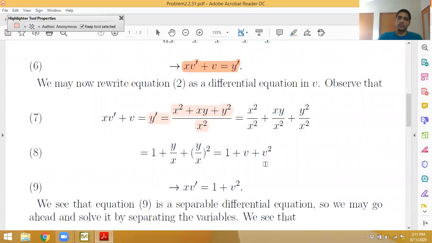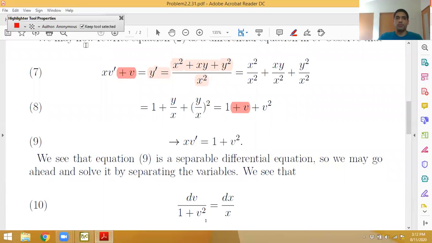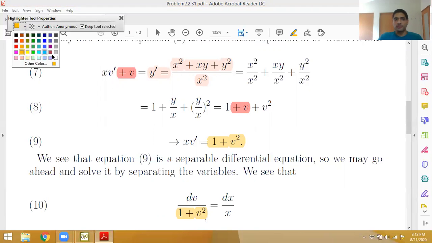And then to simplify this differential equation, I can just subtract v from both sides. So I can cancel out this v with this v. And what's left is equation 9, which says that x times v prime equals 1 plus v squared. And sure enough, we see that this is a separable differential equation. All that I had to do was to take this 1 plus v squared, divide by that, and one other small step, I just had to take this x and divide by that as well.